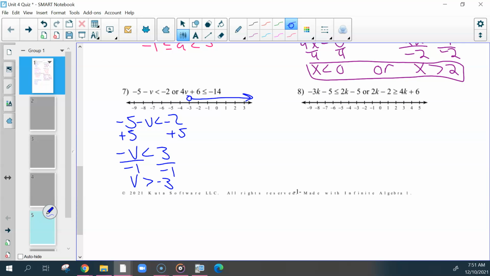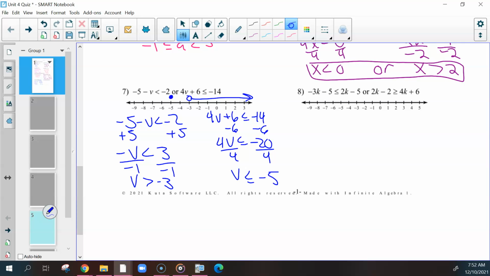And then solve the other one. Subtract 6 on both sides to get negative 20, and divide everything by 4 to get v is less than or equal to negative 5. That would be a closed circle at negative 5 going to the left. And because this is an or inequality, I need or in between.